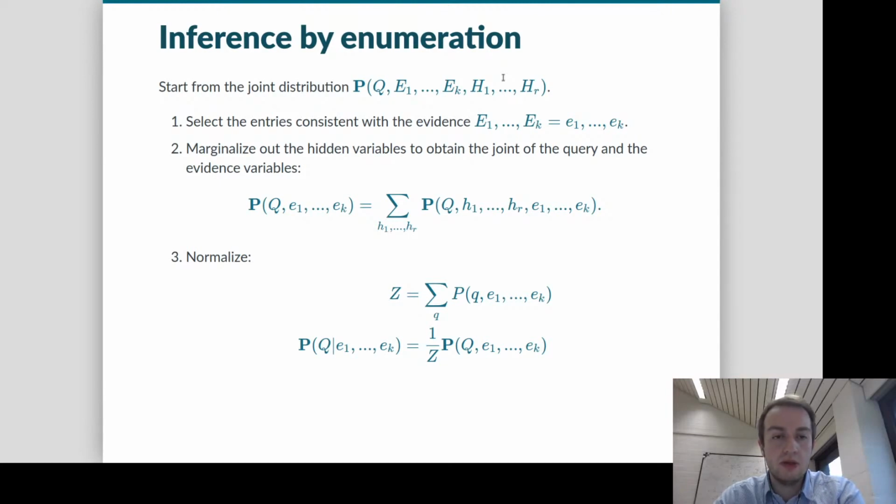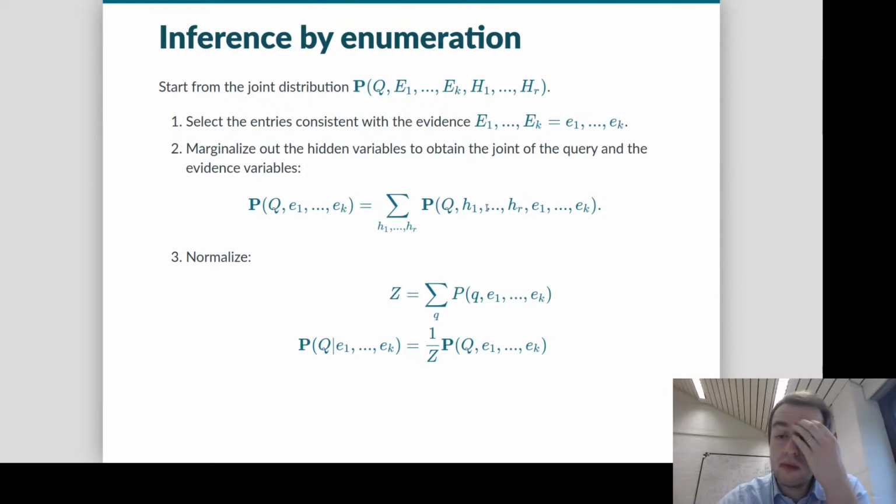The way you do that, if you have access to the full joint distribution, would be simply first to select the entries that are consistent with the evidence. So you select all the rows for which the column of the evidence variable match with the evidence values, small e1 to small ek. Then you would marginalize out the hidden variables to obtain the joint of the query and the evidence variables. So P of Q and the evidence value is equal to the sum over all the distribution of P of Q and this evidence value over all the possible values for the hidden variables.